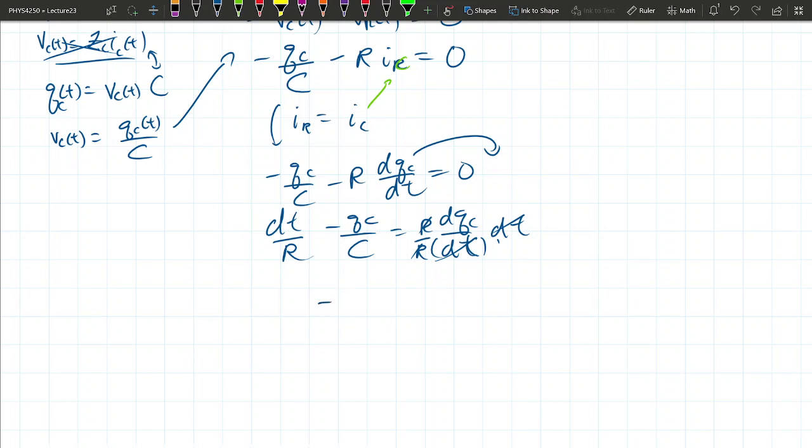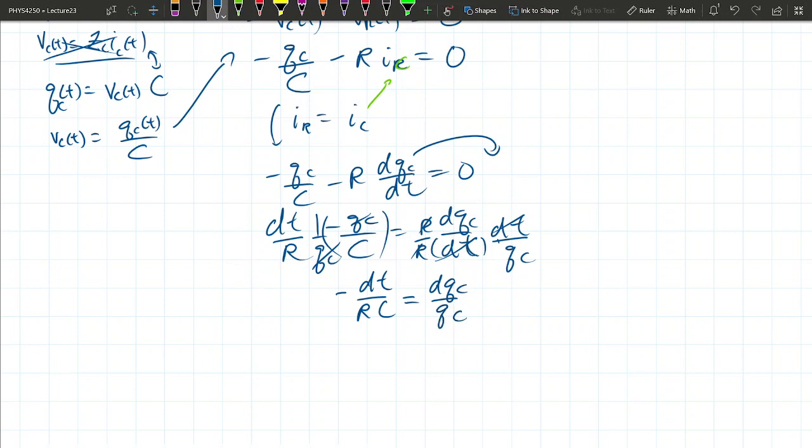I'm going to do one more thing so I save some space. I'm going to divide this side by 1 over qc also, and you're going to see why that's a good thing to do, as opposed to a crazy thing to do. I'm doing the same thing on both sides. These cancel out. So the left-hand side is negative dt, 1 over RC, equal to dqc over qc. That's all that's left.